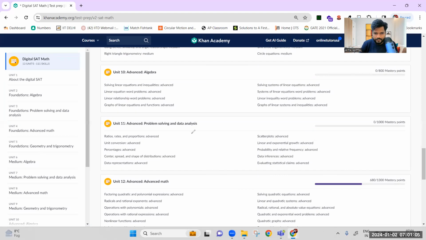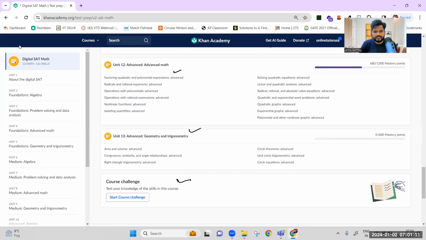Like unit algebra advanced, problem solving and data analysis advanced, then unit number 12 advanced math, and unit number 13 geometry and trigonometry. Finally you do have the course challenge, as well. Okay, so the thing is, let's say you have attempted SATs earlier and your math score is around 650, 700, then you can directly dive into the medium or advanced level.